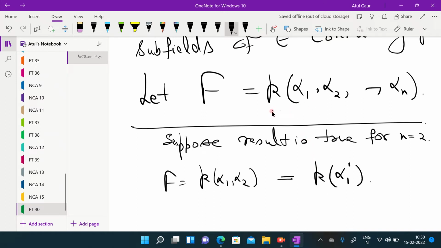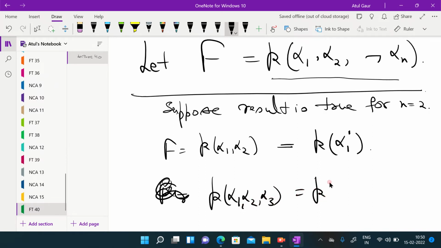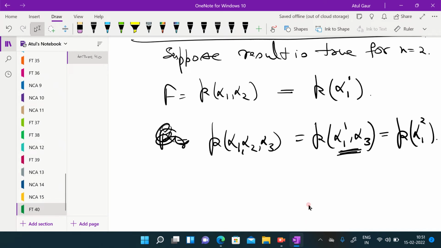Now you want to prove it for n elements, right? So first we do the first three elements, so we remove the last one. Then K(alpha 1, alpha 2, alpha 3) is the same as K(alpha 1', alpha 3), and again by repeated application of the case n equals 2, this will be K(alpha). You will get such an element, right? And if you keep doing this, eventually you will get it for alpha 1, alpha 2, ..., alpha n as well. Is this all right to you?